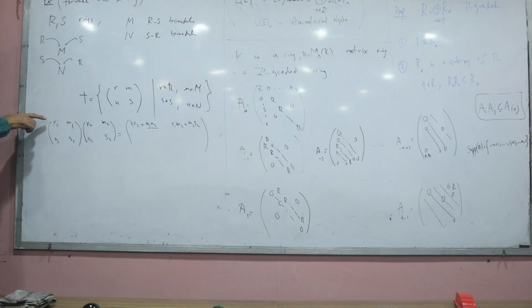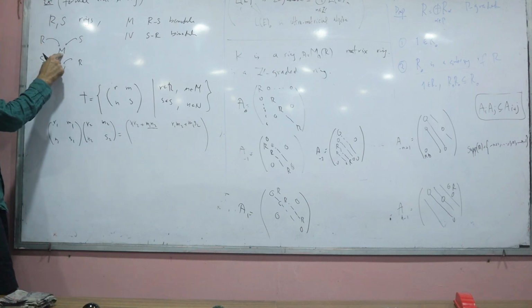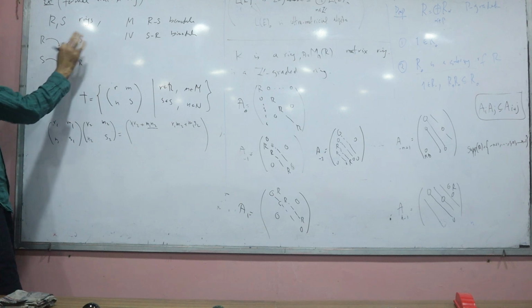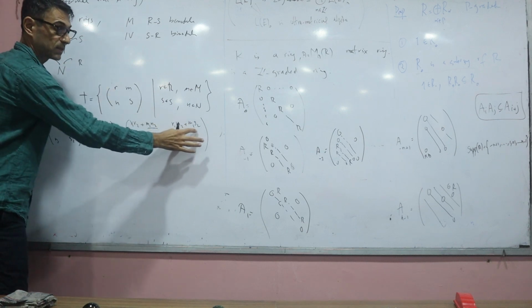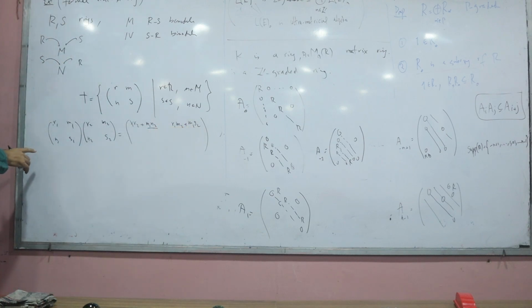So I'm multiplying this row with this column. This makes sense because R acts on M, and S also acts on M, so this also makes sense. And see, left and right, everything works fine. Let's do the other one.